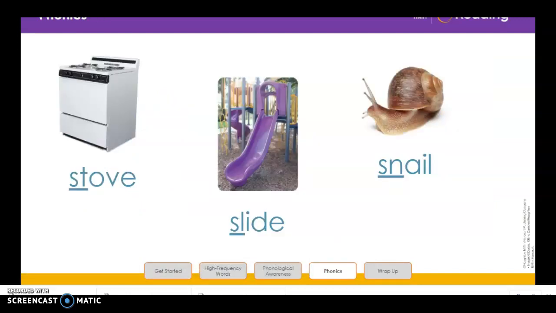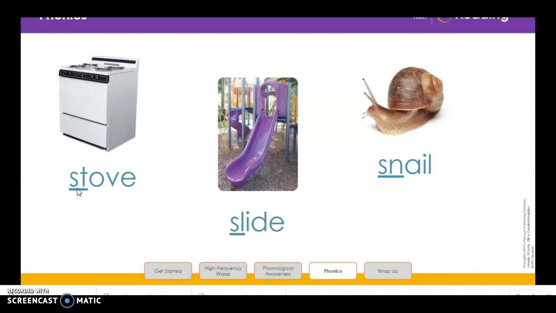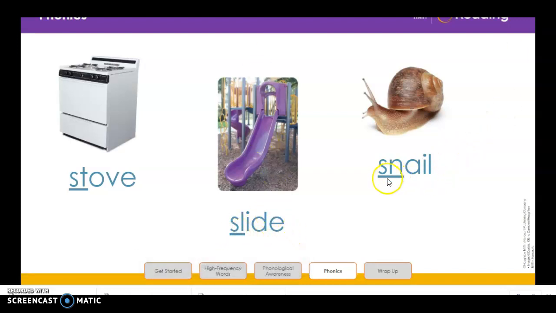Now let's review what we've learned about consonant blends with the letter S. Look at the first picture and word, stove. The letters S and T form a consonant blend. In a consonant blend, each letter stands for its own sound, but the sounds are said closely together. Listen. Stove, stove. Look at slide. S and L are said very closely together. Slide, slide. What about snail? Snail, snail.